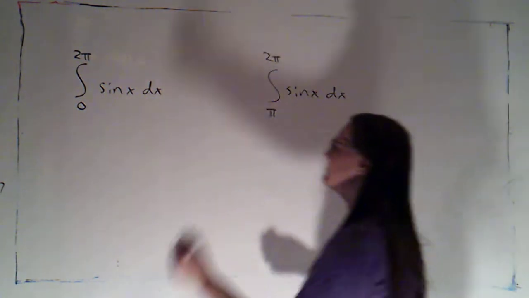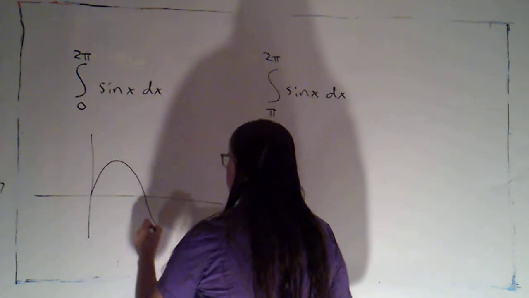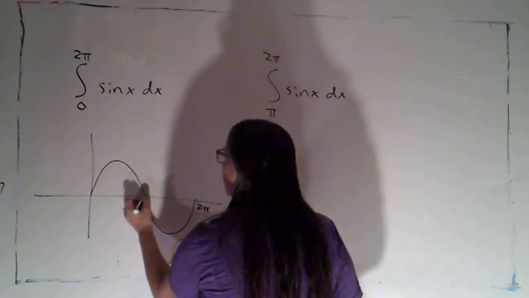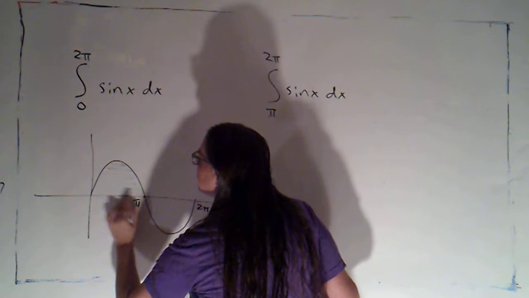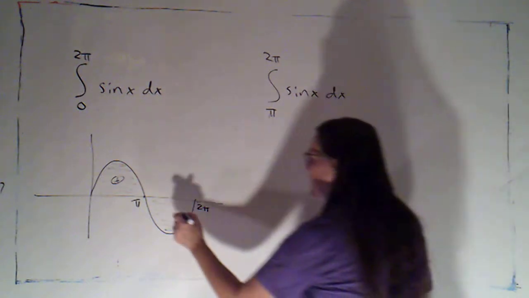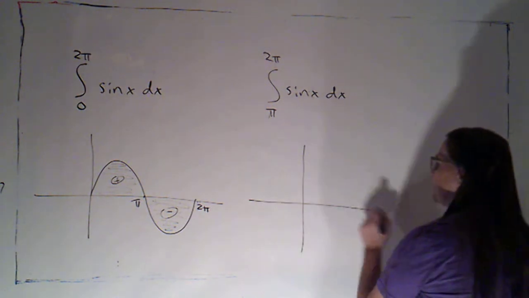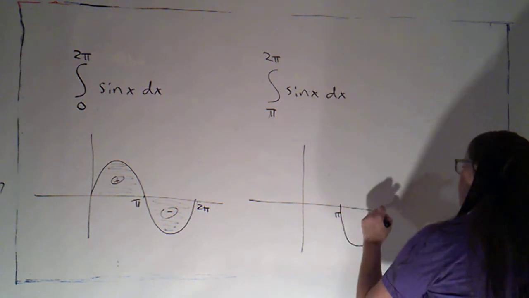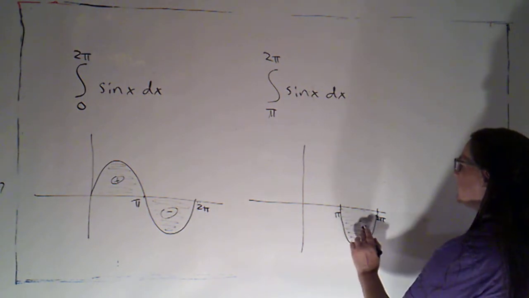Welcome back. So, I'm going to sketch sine of x. This would be over the interval from 0 to 2 pi, where pi would be that point right in the middle. So this integral would represent this signed area. This bump, which we would count as positive, and this bump, which we would count as negative because it's below the x-axis. This integral, I'm not starting until pi, still ending at 2 pi. So this integral would just be this area right here, which would be negative.